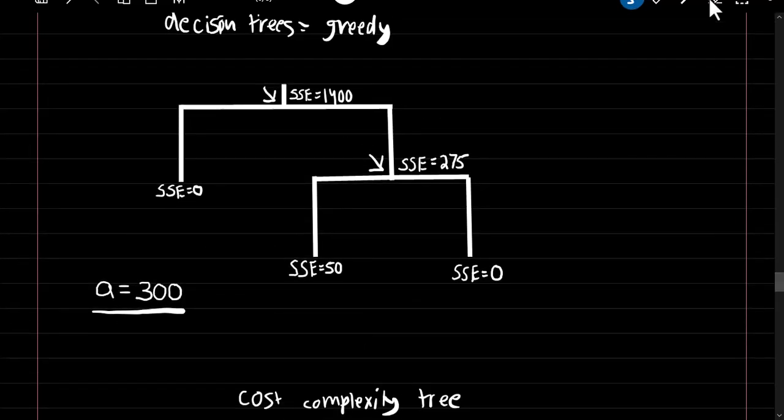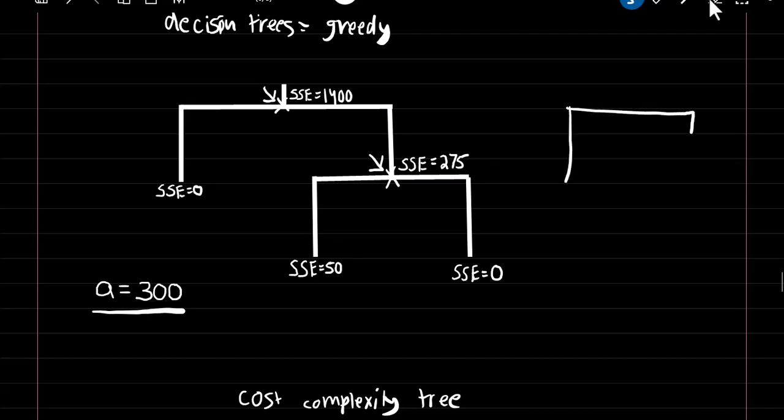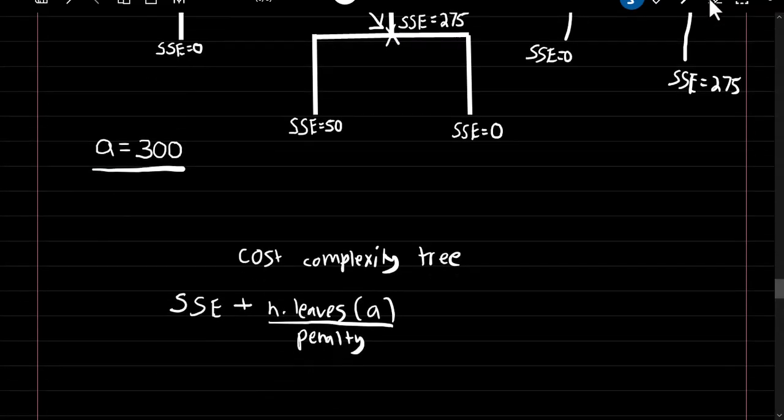So here's our regression tree that's fully grown. From this regression tree, we're going to have three possibilities. We're either going to have the full tree, or we can cut this node, or we can just use our intercept. If we were to cut at this node, this is what our tree is going to look like, and we're going to have a sum of squared error equal to 275. And if we were to just use our intercept, we have our sum of squared error equal to 1400. So our possible options are our full tree, which has 3 leaves and a sum of squared error equal to 50.